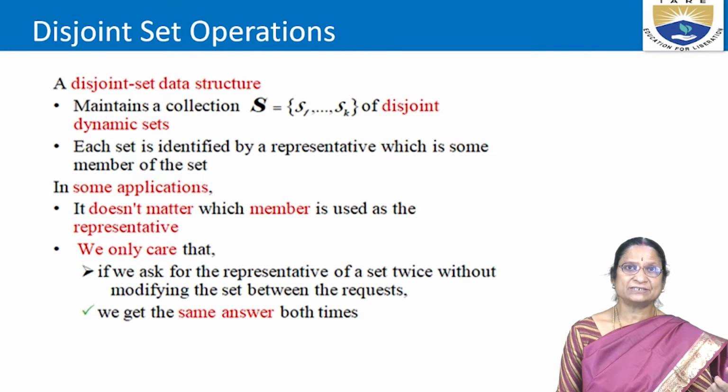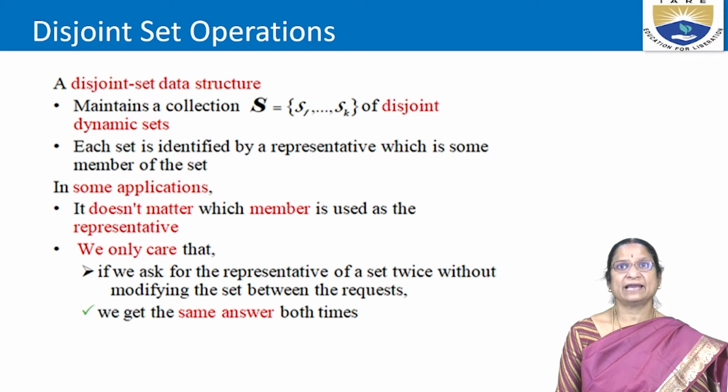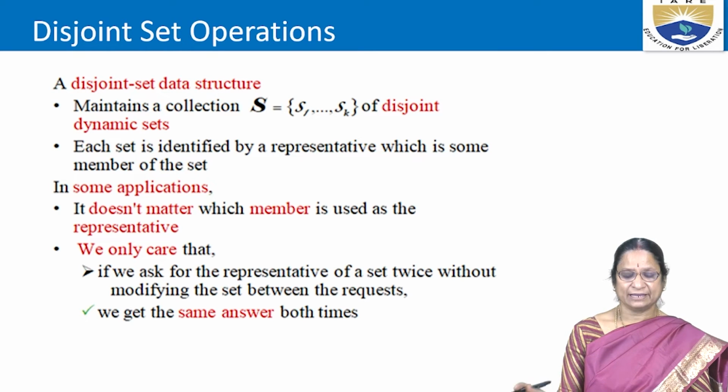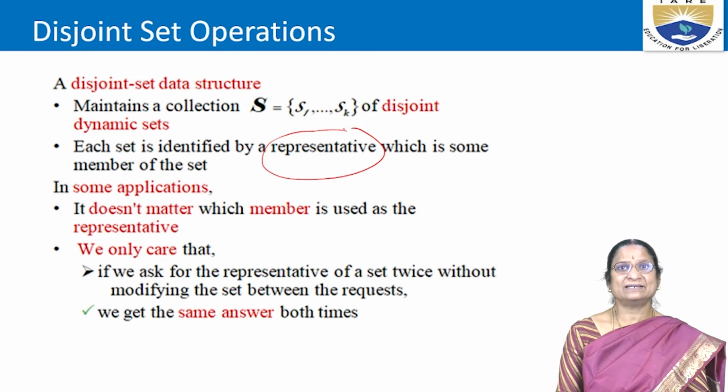So how are these operations going to be performed? Let us assume that we are maintaining a collection, a disjoint set data structure S, as S1, S2, etc. up to Sk. These are all considered as disjoint dynamic sets. Each set is identified by a representative. So how can you represent a set? Various techniques are there in the representation of a set.